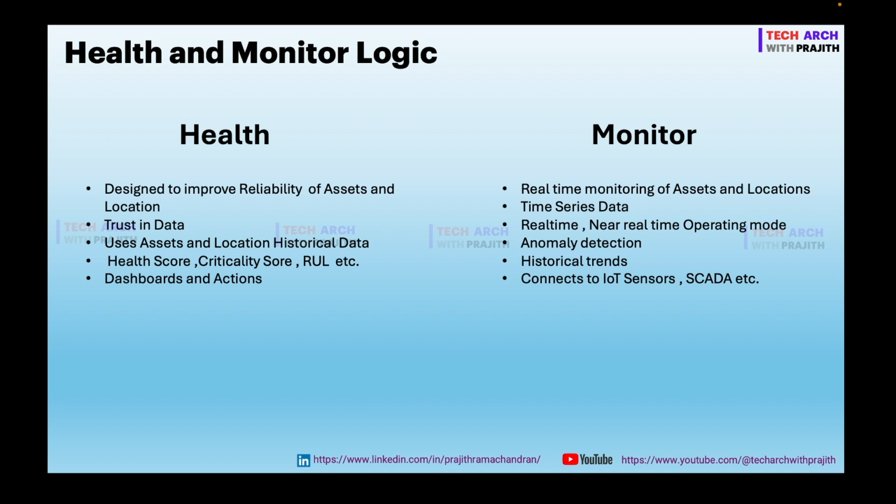Monitor, on the other hand, is real-time monitoring, right? It's based on time series signal data. There are sensors and IoT platforms that keep sending information into Monitor. Monitor uses all this data, churns through it, and looks for anomalies in any of the signals, and it can either alert or take an action. It can also show you historical trends, so you can see whether an equipment is nearing a failure point.